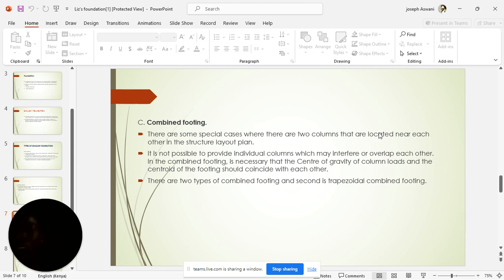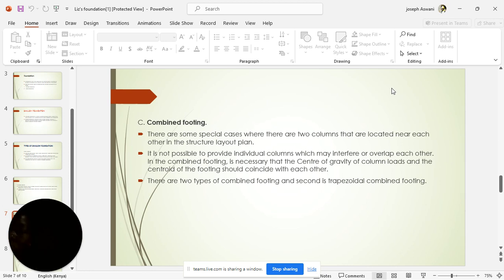Now we move on to number 3 type of shallow foundation. Number 3 is combined footing. Bernard, can you please? Combined footing is used in some special cases where two columns are located near each other in the structure layout plan.